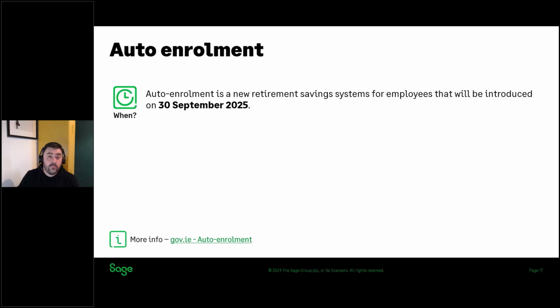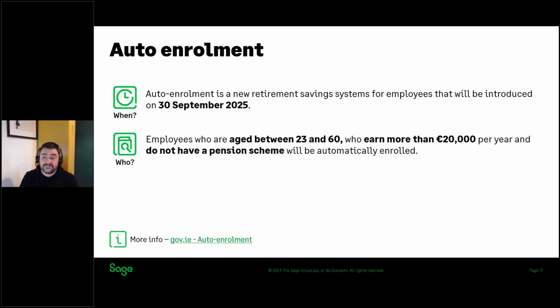So from that date onwards, you may be asked to enrol your employees. This will affect employees who are aged between 23 and 60, who earn more than €20,000 per year, and who do not have a current pension scheme deducted through payroll. So that's the criteria to be auto-enrolled, but employees who are outside of that criteria will have a way of opting in to the pension.